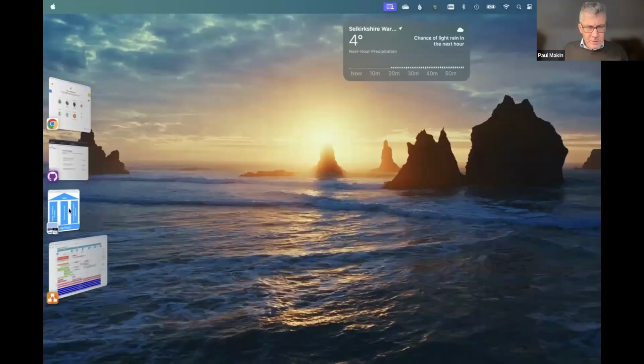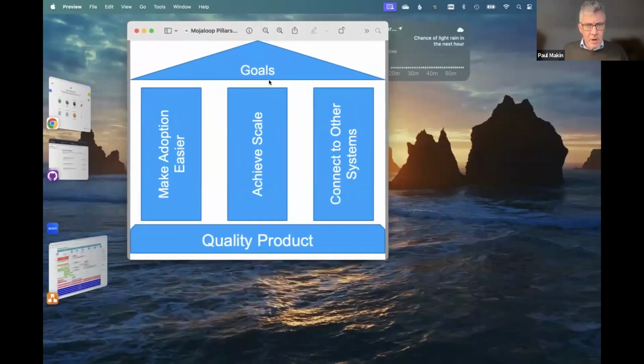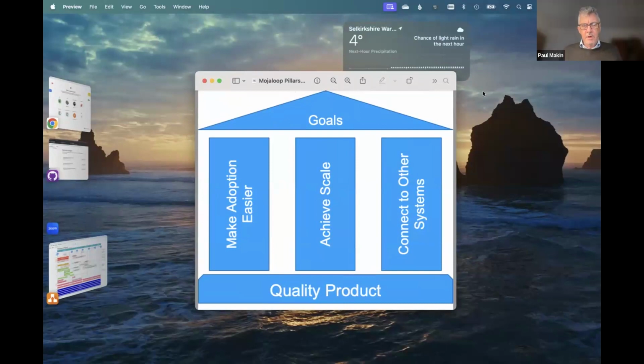And I'm going to start off by reminding everyone of the pillars that we work with. We have 3 pillars for our work streams. The first is let's make it easier to use Mojaloop, to deploy it and to maintain it. Let's help people achieve scale. So what use cases do we need to facilitate? How do we help people make the deployment profitable or to achieve the broader social objectives, whatever it may be?